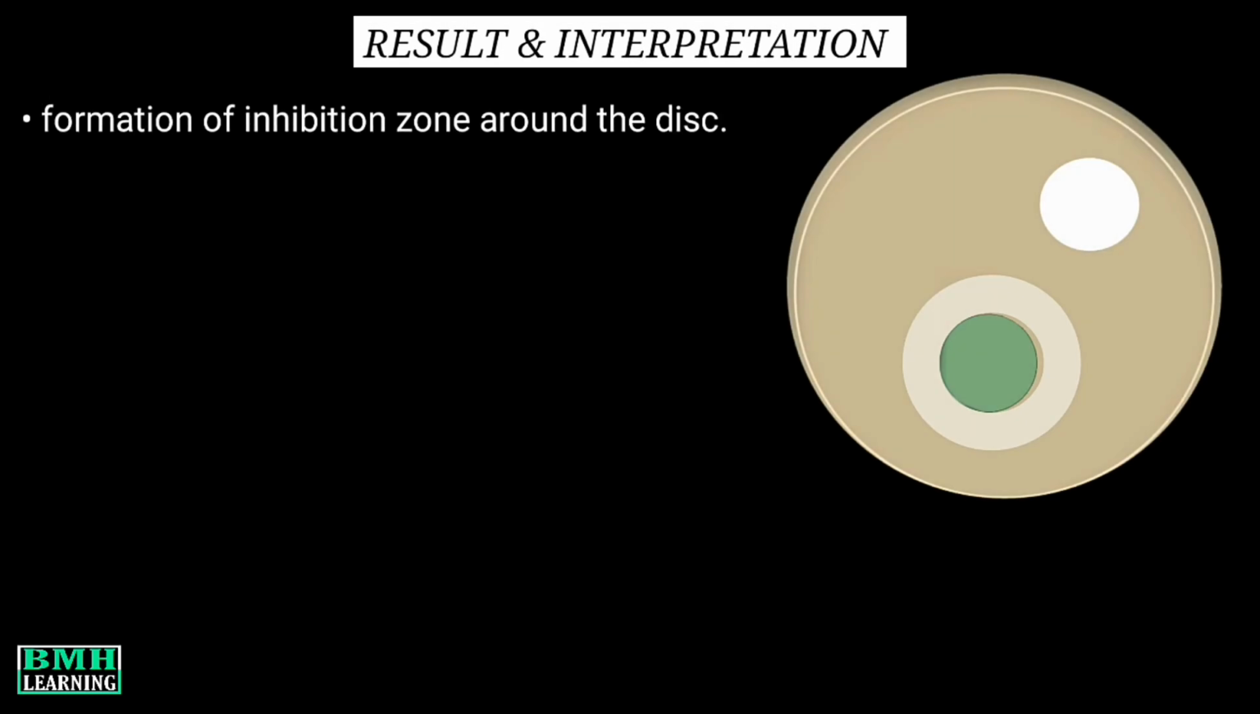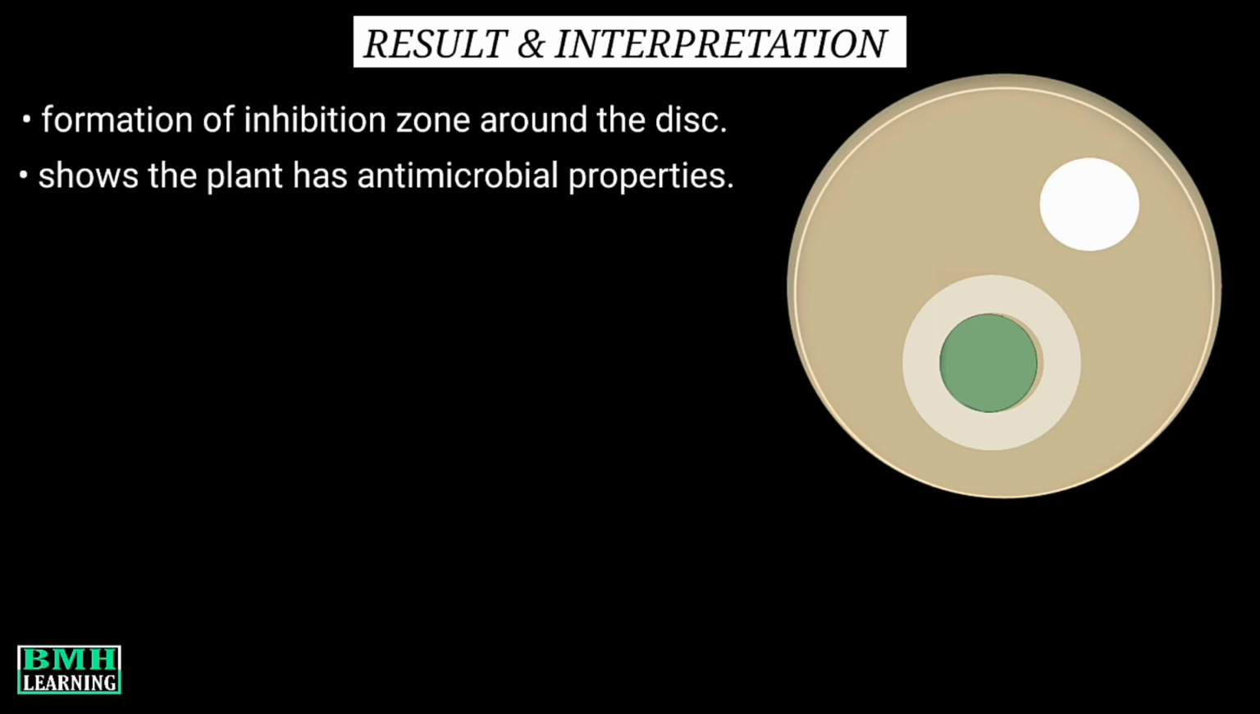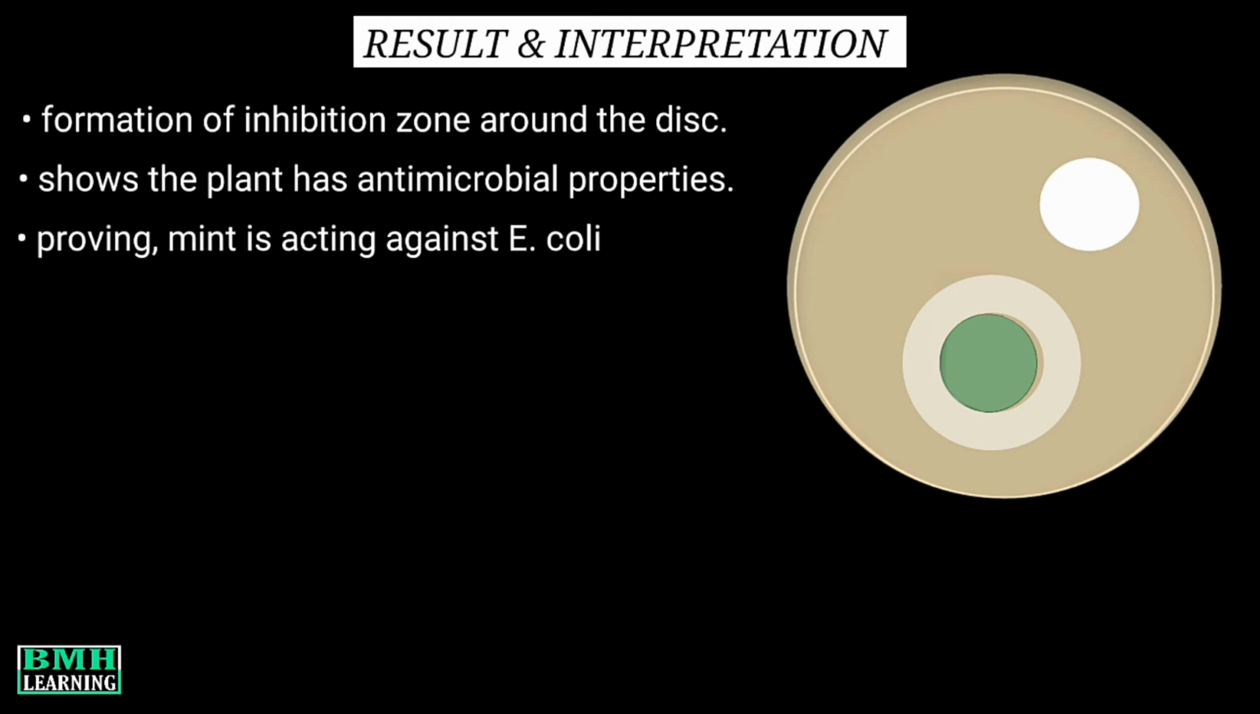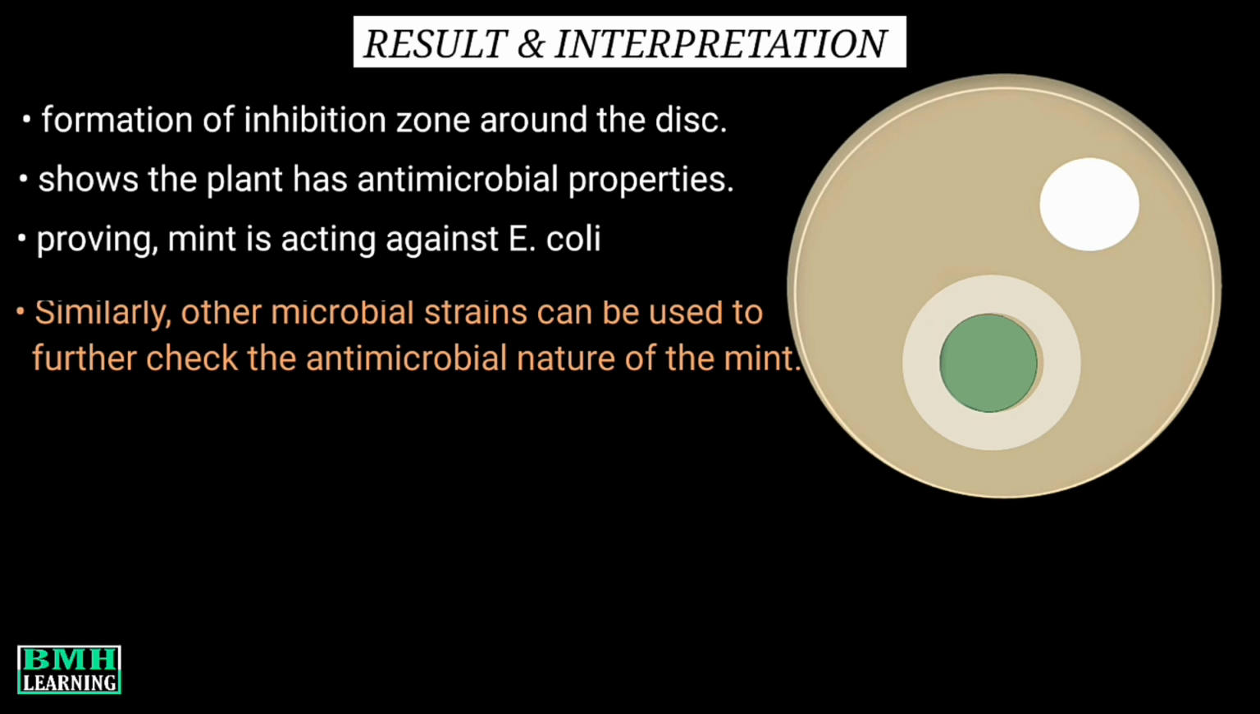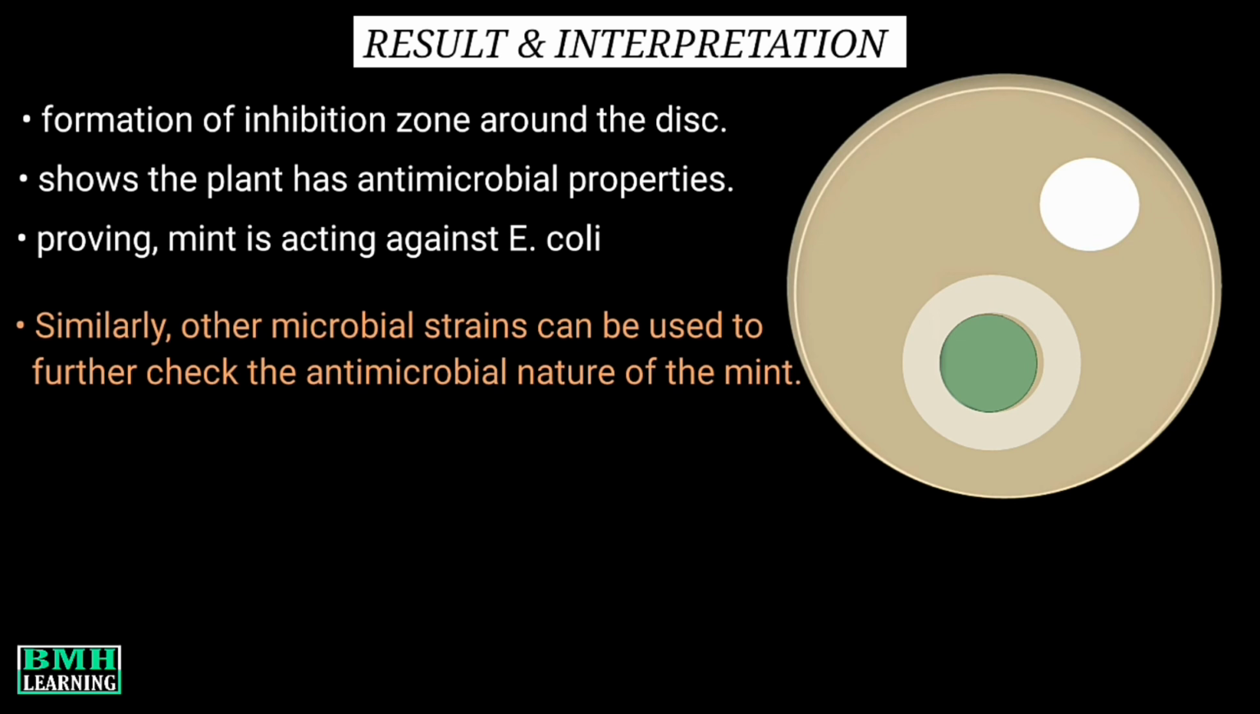Results and interpretation. There is a formation of inhibition zone around the disc which was dipped in mint plant extract. And this shows the plant has antimicrobial properties, thus proving that mint is acting against specific bacteria, that is E. coli. Similarly, other microbial strains can be used to further check the antimicrobial nature of the mint.